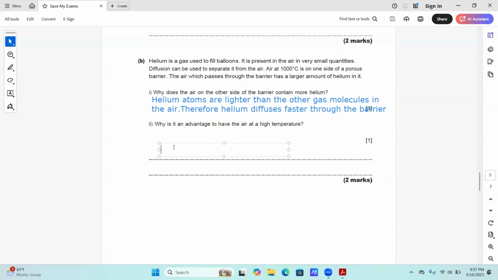Higher temperature means the air particles have more kinetic energy.